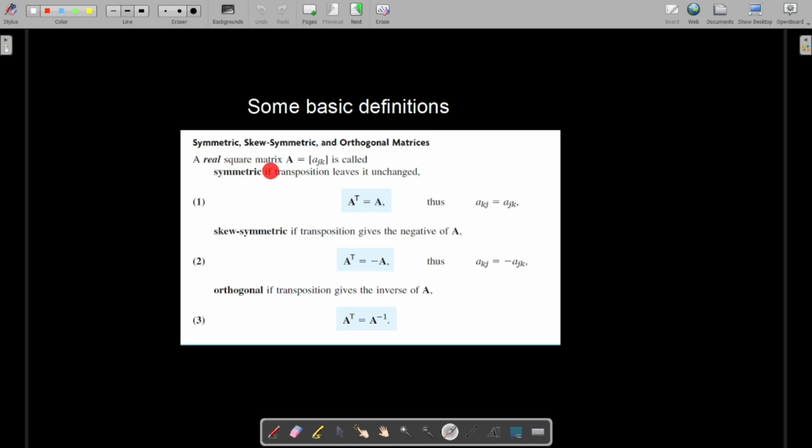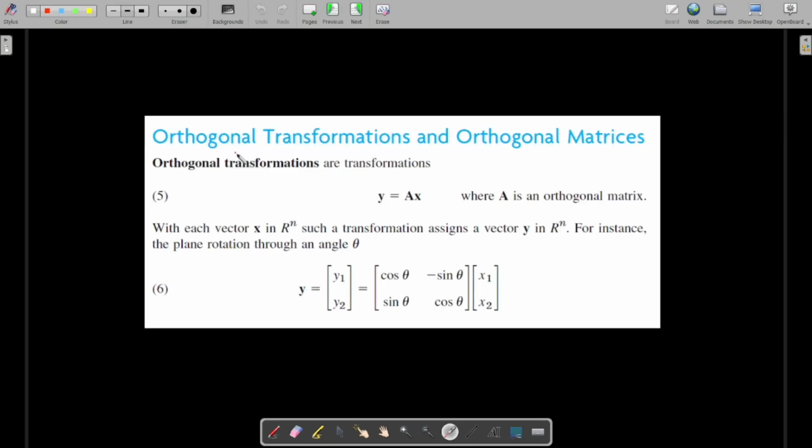A real square matrix A is called symmetric if its transpose is equal to the matrix itself, that is A transpose equals A. It is skew-symmetric if A transpose equals minus A, and it is called orthogonal if A transpose equals A inverse. Another definition: orthogonal transformations. Orthogonal transformations are transformations of the form y equals Ax, where A is an orthogonal matrix, that is A inverse equals A transpose. So we are taking such a matrix A, and y equals Ax becomes an orthogonal transformation.